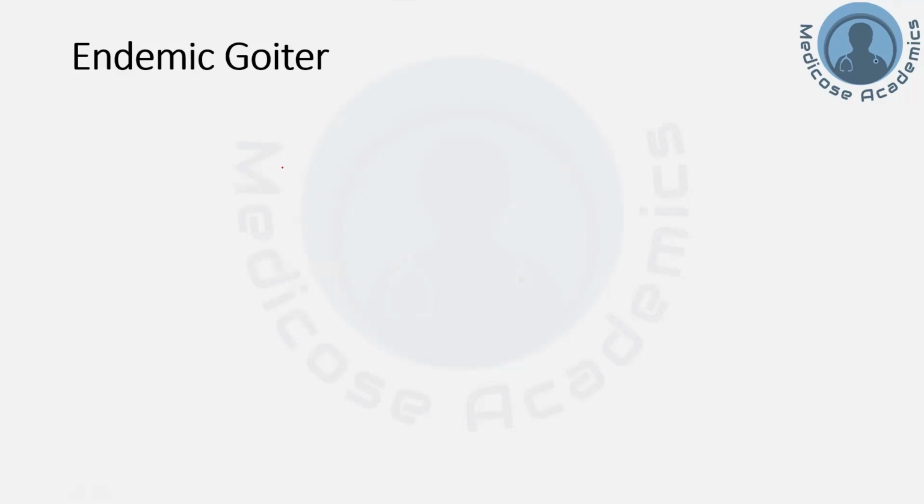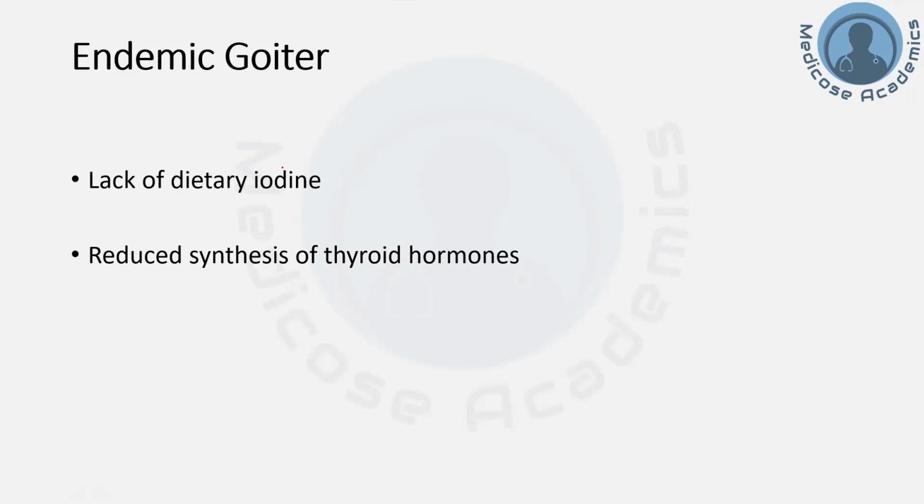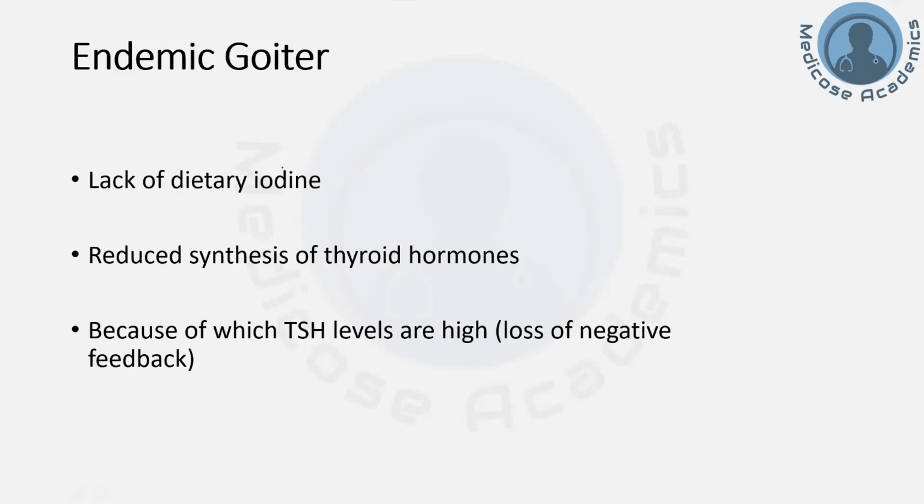So why is it known as endemic? There are certain areas in the world where the soil is not rich in iodine. For example, in mountainous areas, the people are prone to develop this endemic goiter. Goiter means enlargement of the thyroid gland, which can increase to such a massive size that it can obstruct the airways. Lack of dietary iodine causes reduced synthesis of thyroid hormones, because of which TSH levels are high. So in this hypothyroidism, TSH levels are going to be high because there is reduced synthesis of T3 and T4.